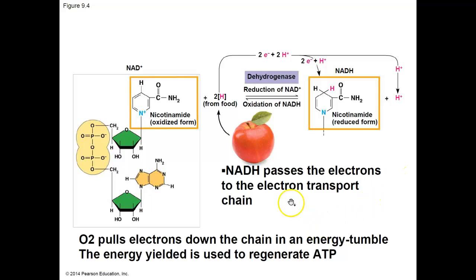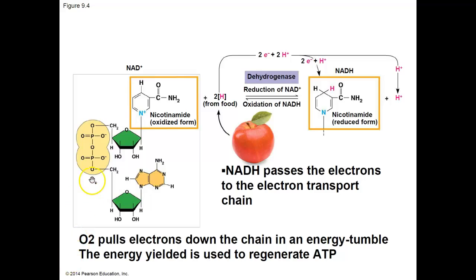Energy harvest through NADH and the electron transport chain are coupled to efficiently harness energy. NADH will pass the electrons to the electron transport chain as oxygen pulls electrons down the chain in an energy tumble. The energy yielded is used to regenerate ATP.